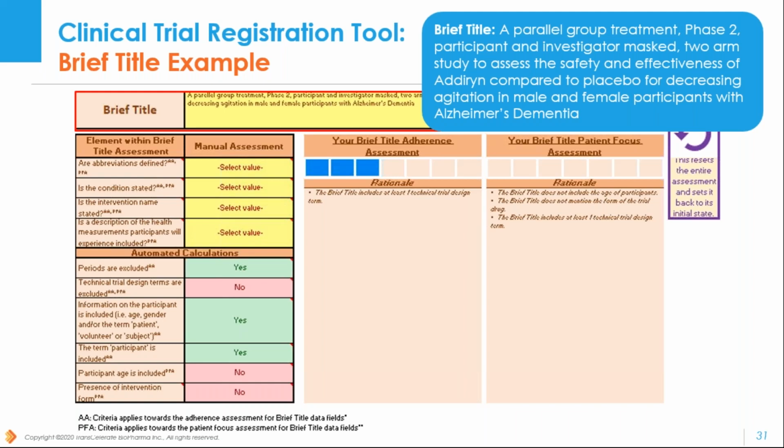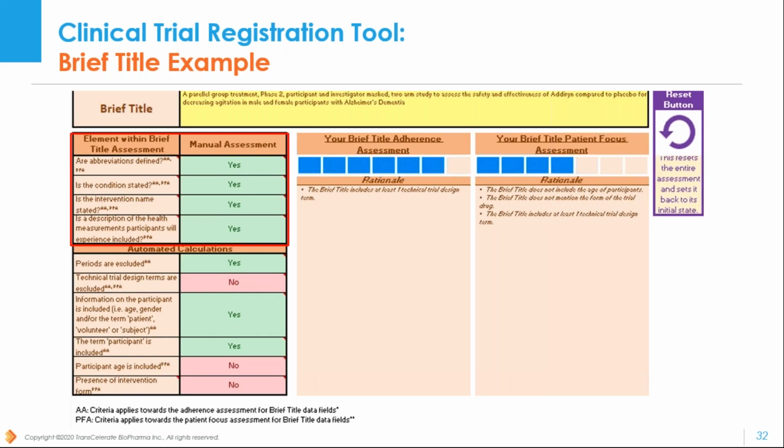The next slide. So the next step is to select the appropriate response to each question under the manual assessment. The tool does not assess the presence or absence of these elements for you. So to produce a final assessment, enter yes or no to confirm if all abbreviations are defined, the condition is stated, the intervention name is stated, and the description of health measurements is stated. And again, those are the rows at the top that you'll see there under manual assessment. Next slide.